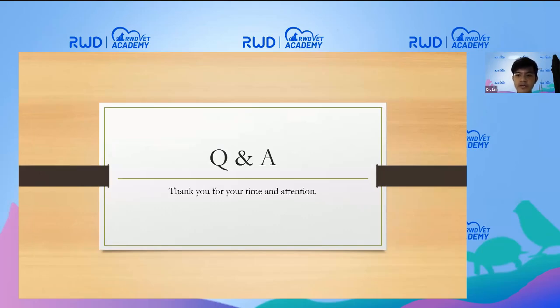So, in conclusion, vestibular syndrome may present obstacles, but with acupuncture, laser therapy, and other supports, we can make a substantial difference in the lives of those affected. Thank you for your time and attention, and I invite any questions or discussions you may have on this subject. Thank you.